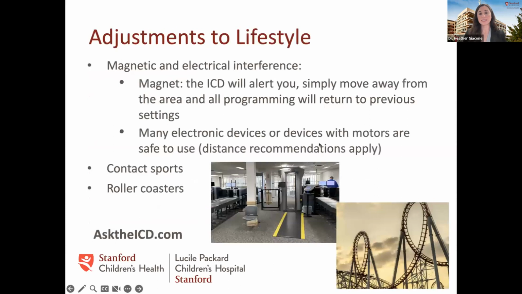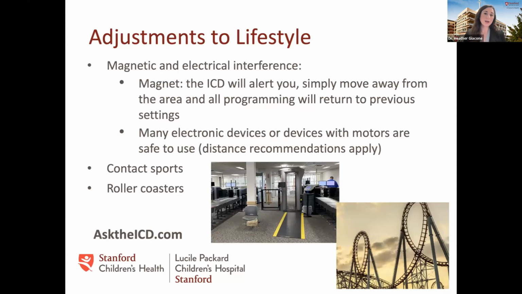Now let's talk about adjustments to lifestyle. This is one website, and again, there are many more out there. There are other types of videos online that you can watch as well, but asktheicd.com is a nice one where you can go and search for questions. So, adjustments to lifestyle. We know that this is a device that sends electricity to the heart, and so a magnet can interfere with this device. When you're close to a magnet, the ICD will alert you, and you simply move away from that area, and then all the programming will return to the previous settings.